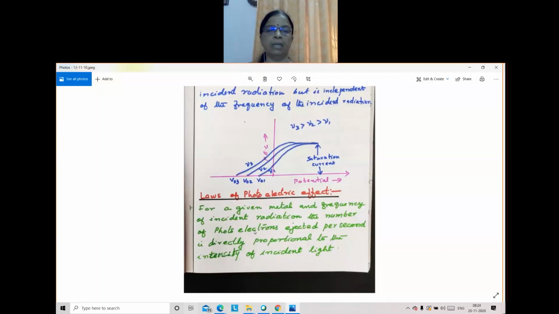Number of photoelectrons ejected per second, what is the meaning? That is total charge by time. Total charge by time is current. So this is photoelectric current. Photoelectric current is directly proportional to intensity. Remember, photoelectric current and the intensity are directly proportional.